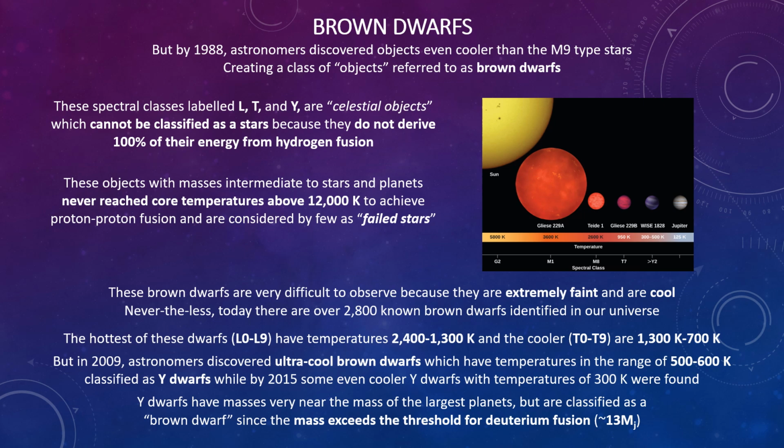Y dwarfs have masses very near the masses of the largest planets. However, they are classified as a brown dwarf since their masses exceed the threshold for deuterium fusion. That is roughly 13 times the mass of Jupiter. So Jupiter isn't quite a brown dwarf because it is not fusing deuterium inside it.